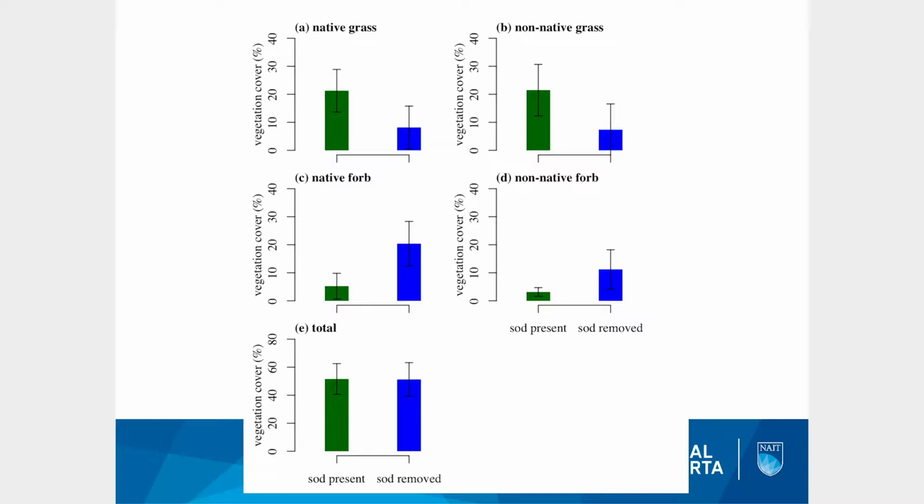So this is non-native grasses, native grasses. I've separated them out because we had a lot of both. And then native forbs, non-native forbs. Total cover was the same.